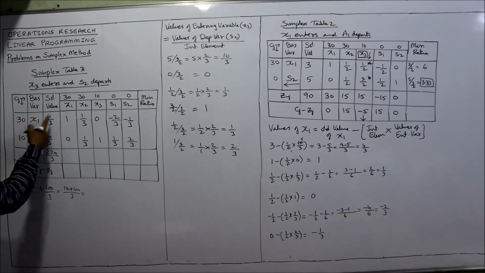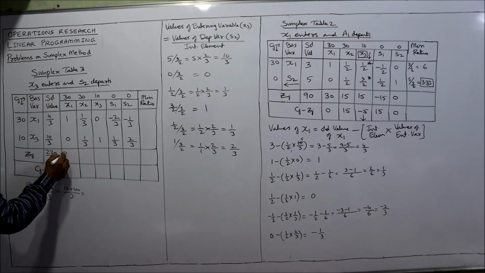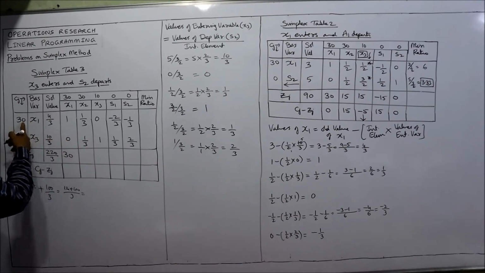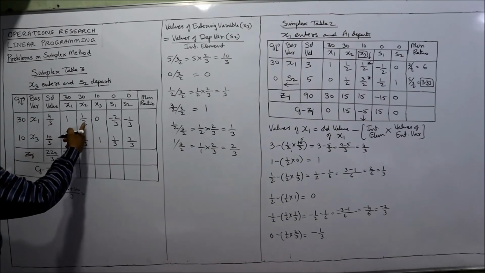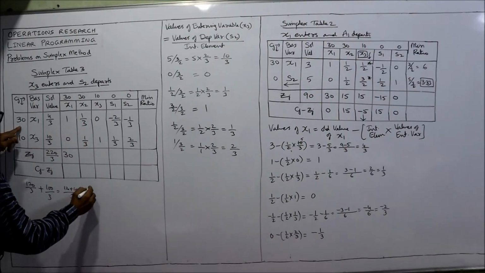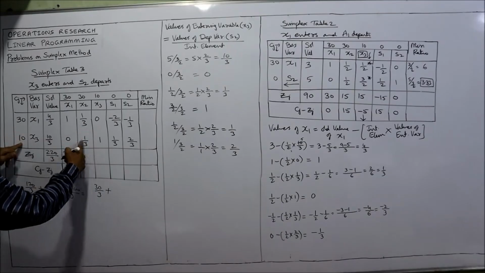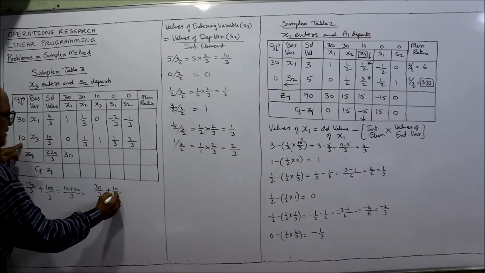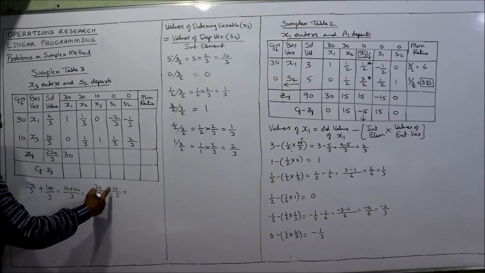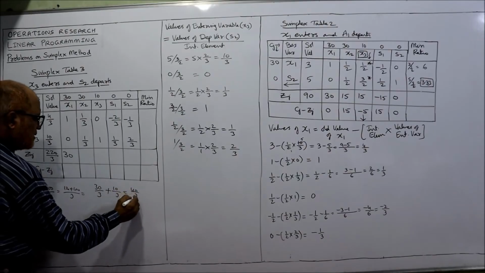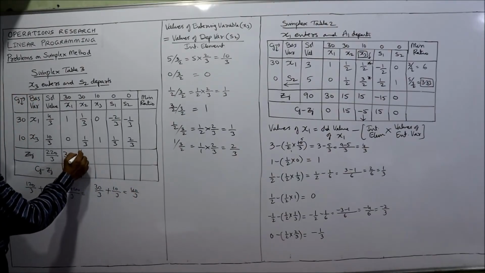Right? The 30 into 1 is 30. 10 into 0 is 0. So here remains 30. Then 30 into 1 by 3, so it will become 30 by 3. Plus 10 into 1 by 3 is 10 by 3. That comes to 30 plus 10 is 40 by 3. So here comes 40 by 3.